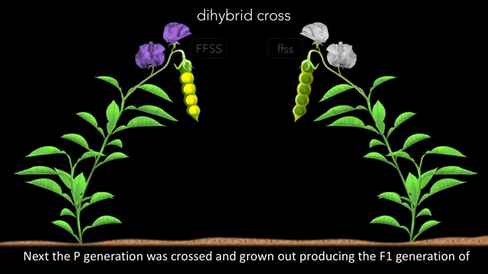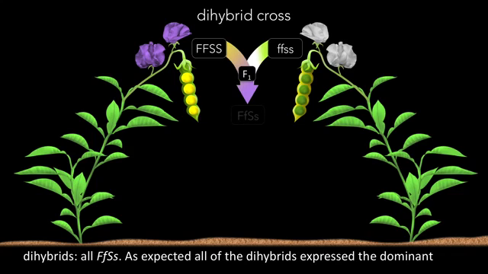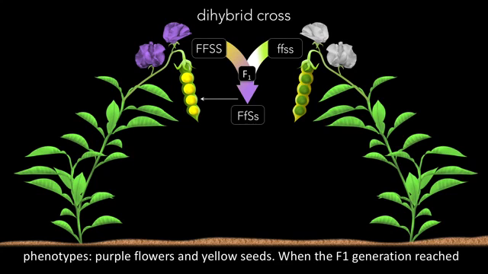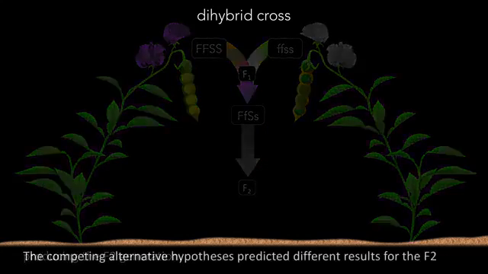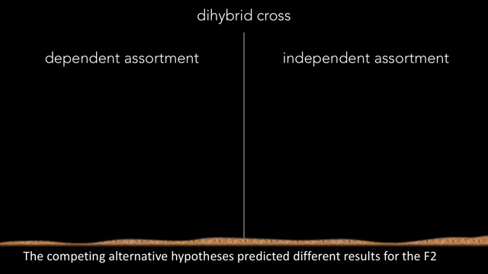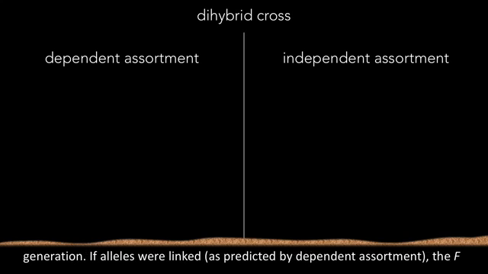Next, the P generation was crossed and grown out, producing the F1 generation of dihybrids, all big F, little f, big S, little s. As expected, all of the dihybrids express the dominant phenotypes, purple flowers and yellow seeds. When the F1 generation reached maturity, he conducted a controlled cross of the dihybrids and grew them out, producing the F2 generation. The competing alternative hypotheses predicted different results for the F2 generation.